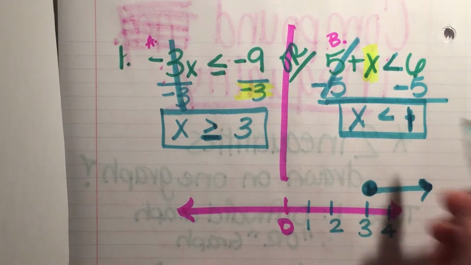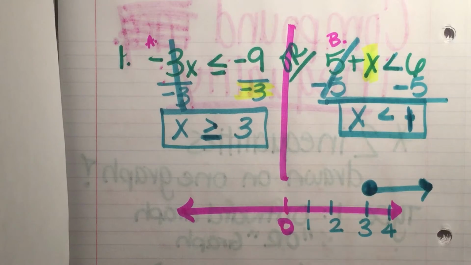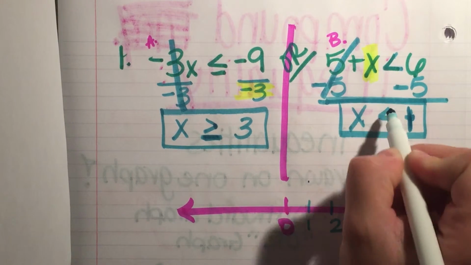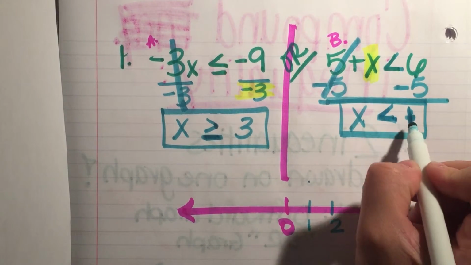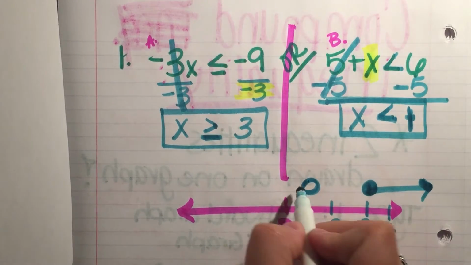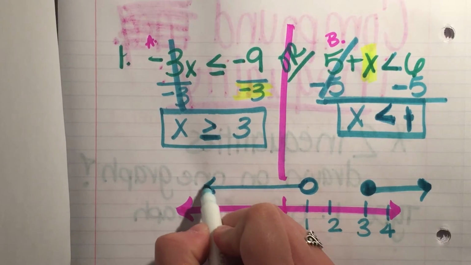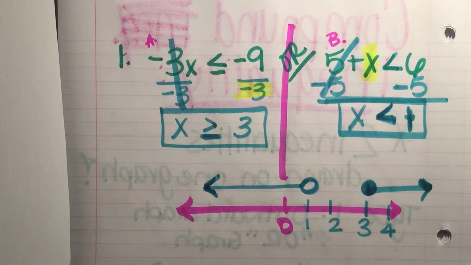Then I'm going to pretend this one's not even here. And I'm going to look at x is less than 1 and I'm going to go, all right, I have less than, which means that it can't be 1. So I have an open circle. And then I have to draw it left because my less than sign points to the left and so does my arrow. So that's step 2.